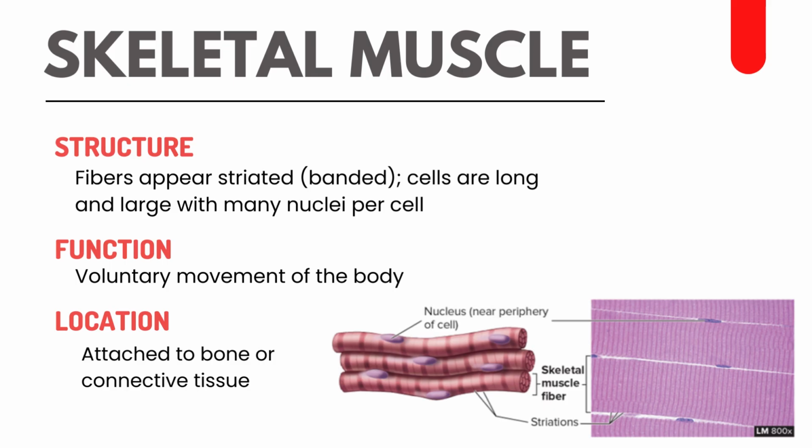The first type of muscle we'll discuss is the skeletal muscle. Its fibers or cells appear striated, which are banded or striped. The cells are long and large, with many nuclei per cell. The nuclei are often seen pushed to the edges of each cell. Skeletal muscle cells provide voluntary movement of the body or structure. They are located attached to bone or to other connective tissue.